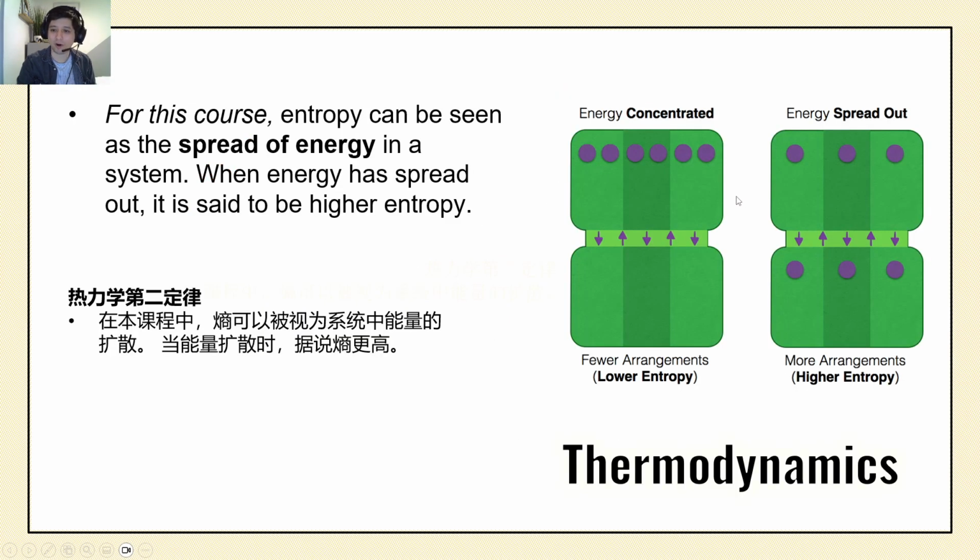So here's some more examples about energy. Again, for this course, entropy can be seen as the spread of energy in a system. When energy has spread out, it is said to be higher entropy. When energy is concentrated together, it is low entropy. The natural tendency of energy is to spread out and become higher entropy.